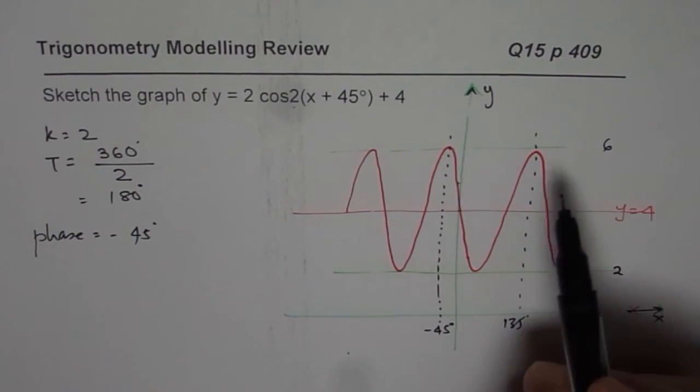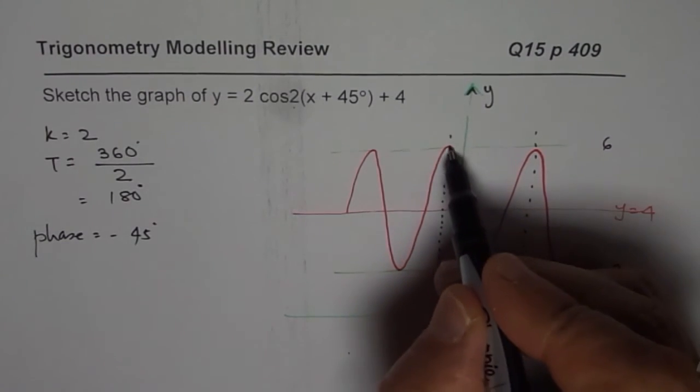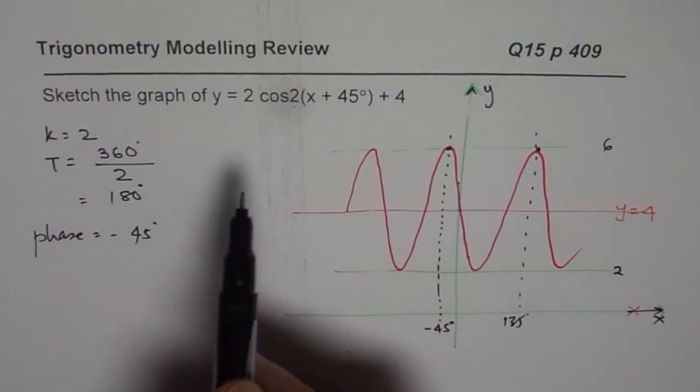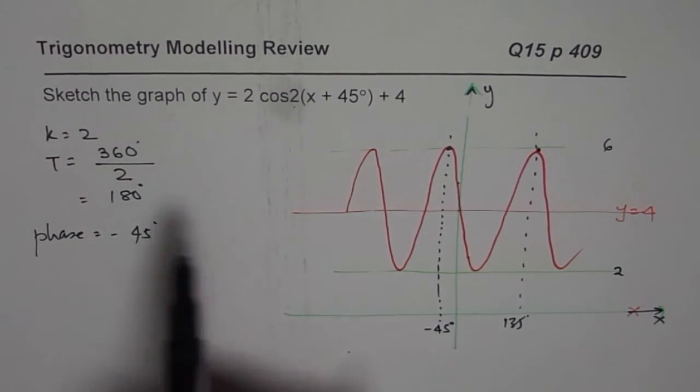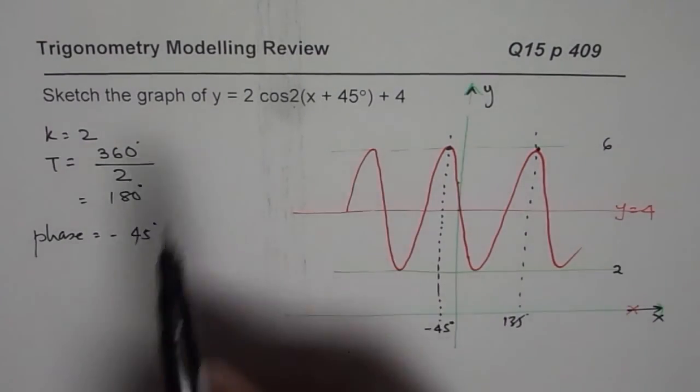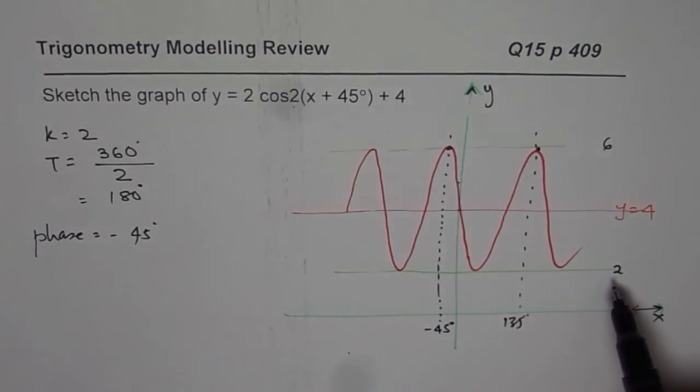So the key features are that we have two maximums, and these maximums are at minus 45 and 135, since the time period is 180 degrees, right? And that is how the graph is. Maximum is 4 plus 2, and the minimum is 4 minus 2. So then you can perfectly match your graph.